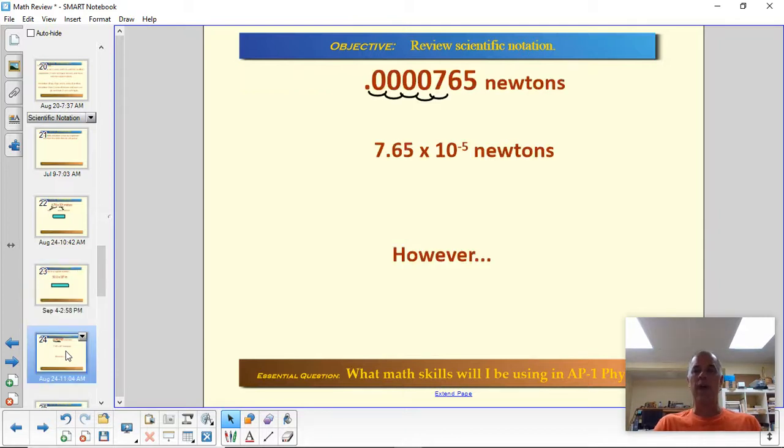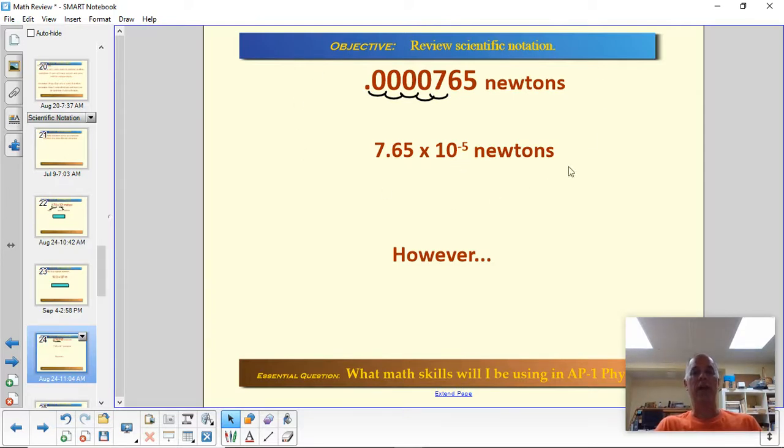Now we can also go the other way with scientific notation. We can use it for very small numbers that are smaller than 1, like 0.0000765 newtons. That's a very tiny force. We could turn that into scientific notation by moving the decimal place, in this case over to the right, 1, 2, 3, 4, 5 places. And we get 7.65 times 10 to the minus 5th newtons.